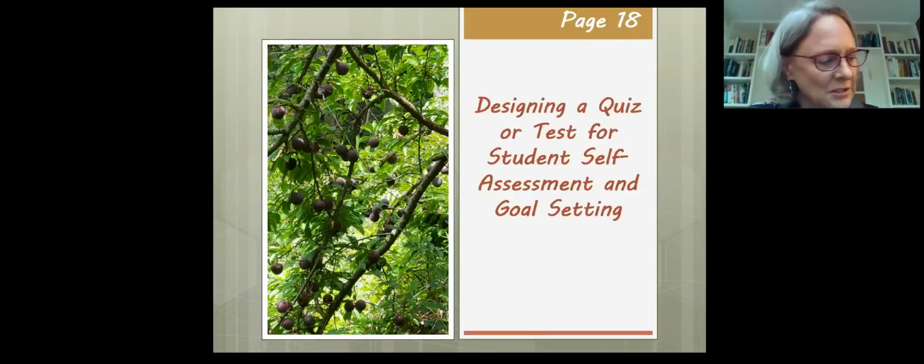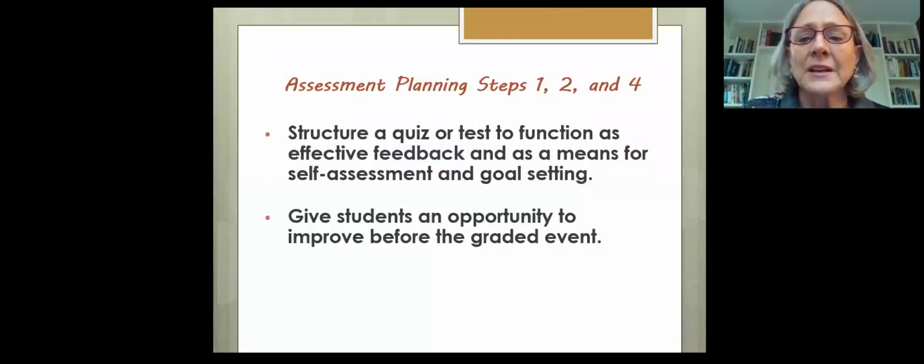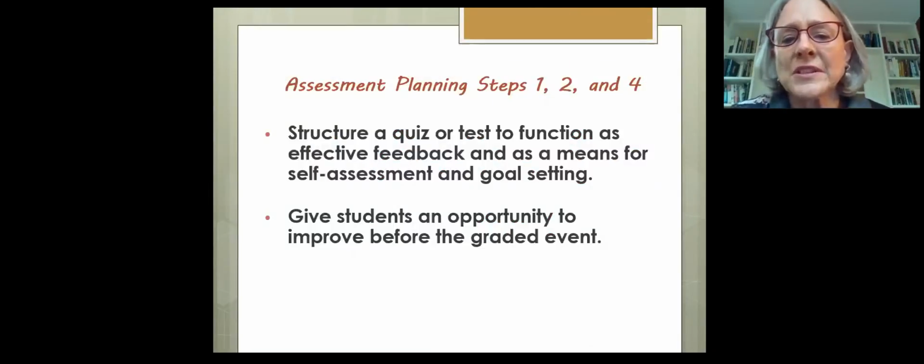So now we're on page 18 in the handout. And this, again, addresses those assessment planning steps 1, 2, and 4. What's the purpose? What are the targets? How many items am I going to use? And then how do we help put that all together to help students become better? So in this particular setup, we structure a quiz or a test so that it acts as effective feedback itself. So you aren't having to write all over it or do a lot of talking. And then the feedback allows students to self-assess and set goals.